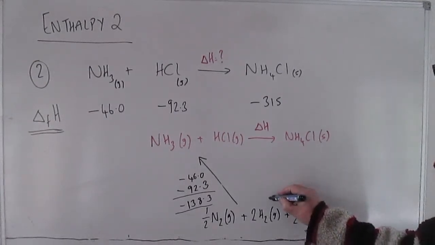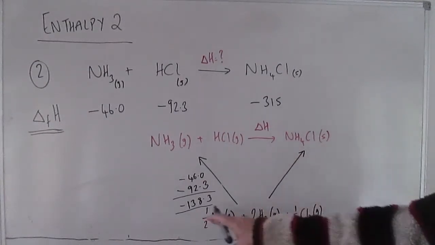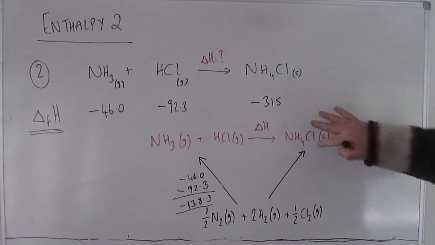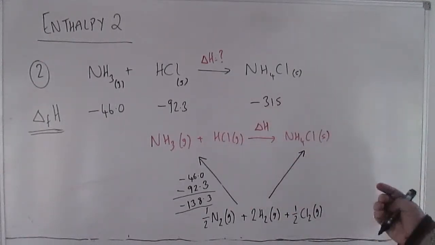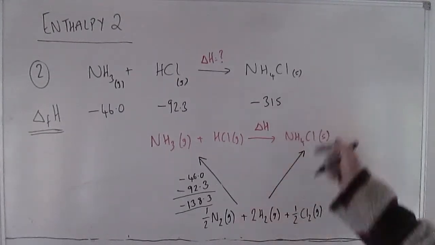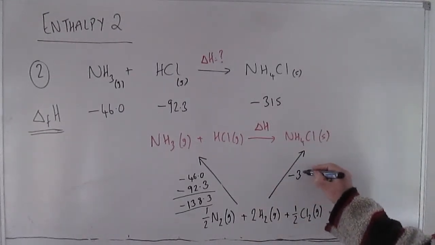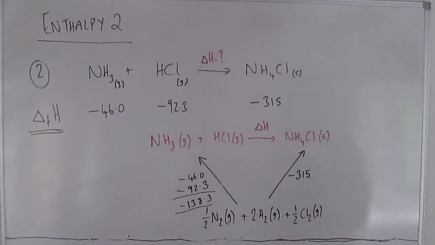On the other hand, if we take this set of elements and we use them to form ammonium chloride, which we can do because it's the same set of atoms just rearranged in a different way, but you can see if we go this way it's minus 315 kilojoules per mole to go up that way. So that's getting the data set down.